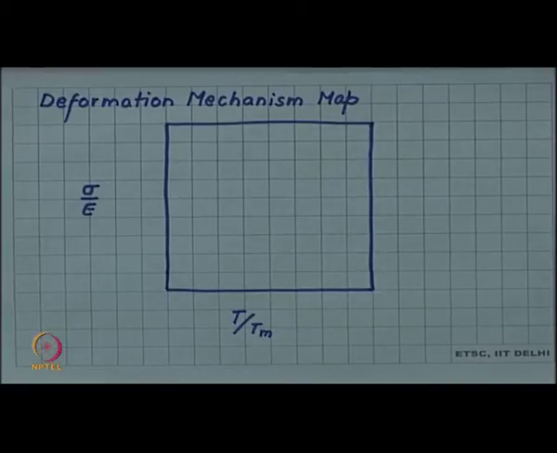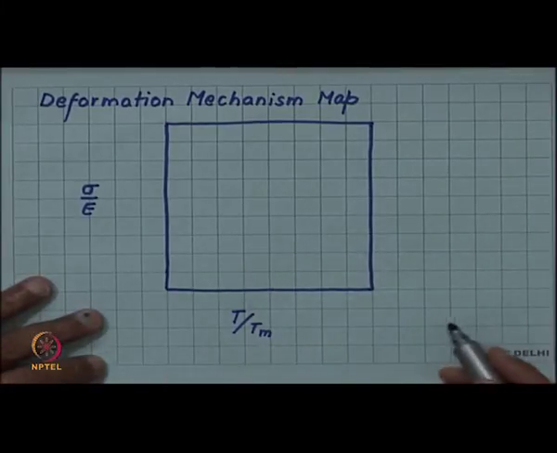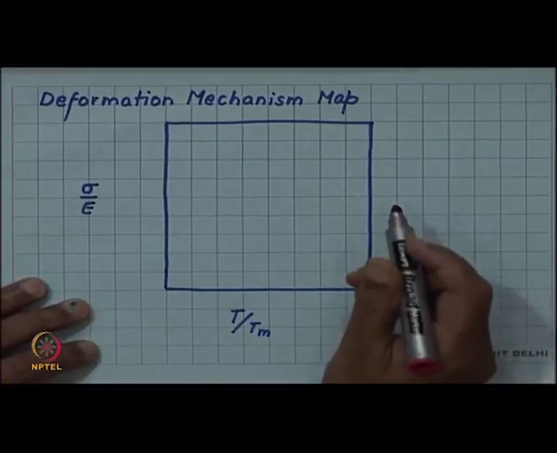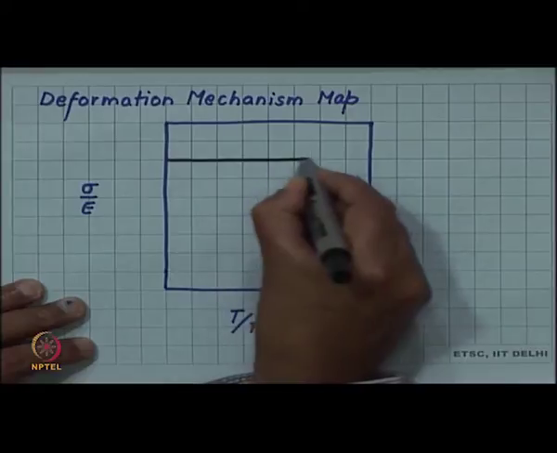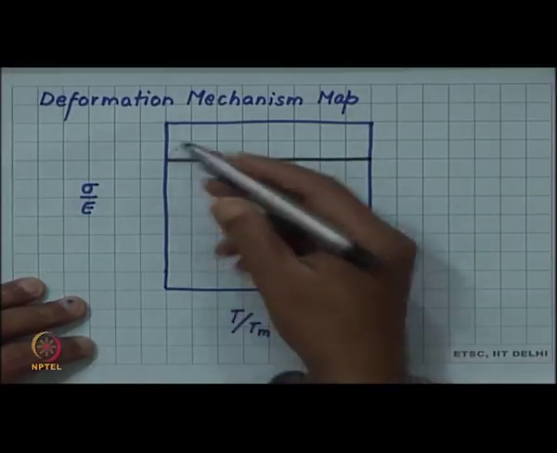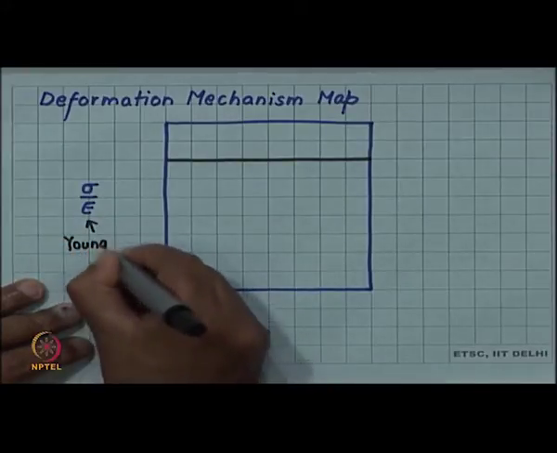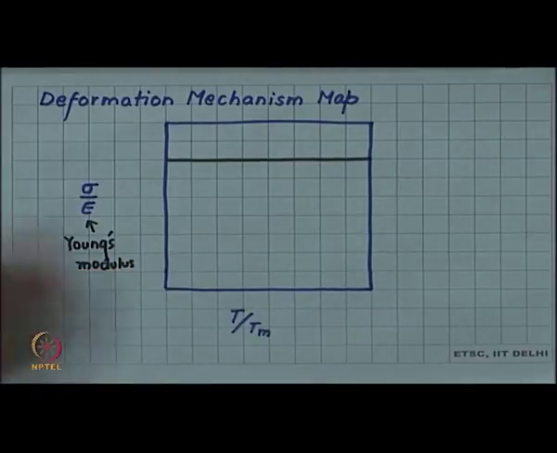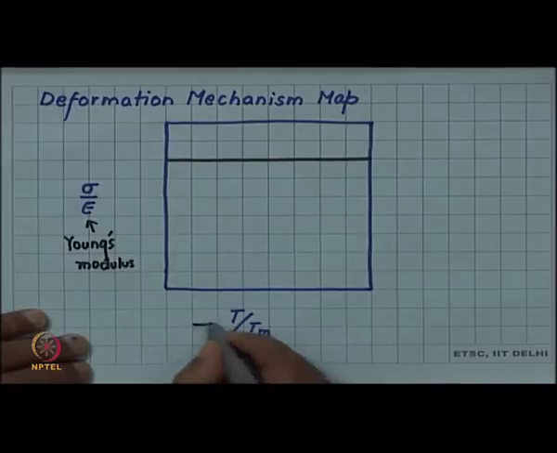Finally, an interesting way to present the deformation as a function of stress and temperature is what is called the deformation mechanism map, and a simpler form of this map is what we will draw now. So, we have something called yield stress. The y axis is stress, but it is normalized with respect to Young's modulus, and x axis is temperature, but it is normalized with respect to the melting point.